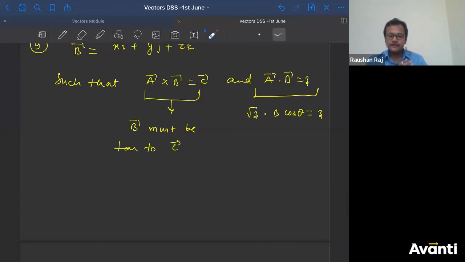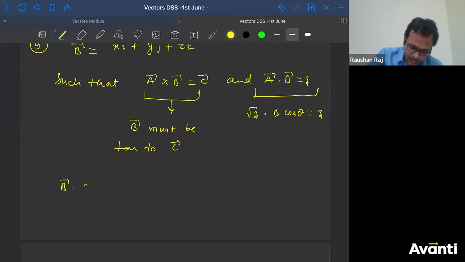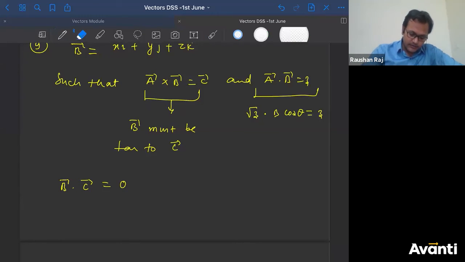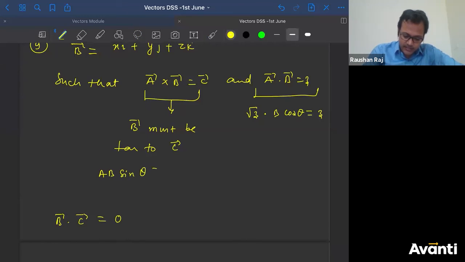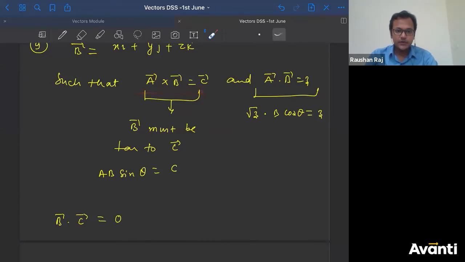So how will I get the value of B? I can say that B dot C must be 0. B dot C must be 0. Very good. Okay, one more point you can make. What is that point? One more conclusion you can make, that is AB sin theta is equal to magnitude of C. I can write AB sin theta is equal to C.